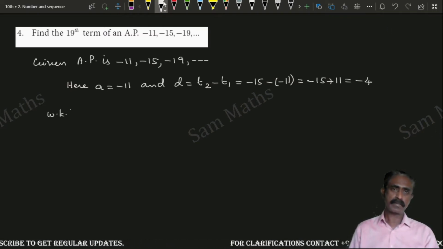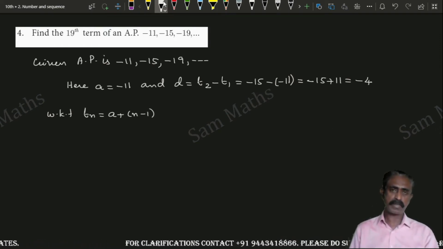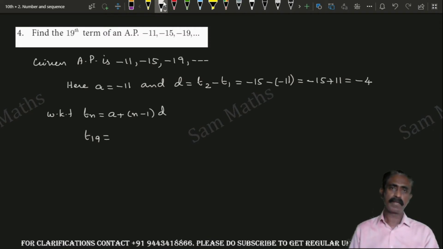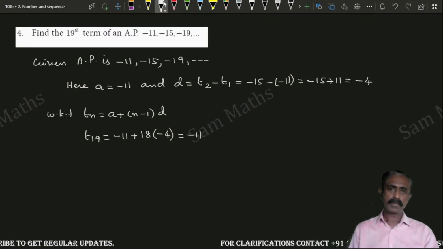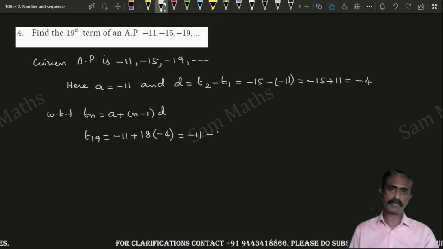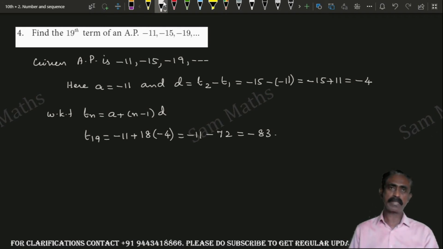We know that Tn is equal to A plus n minus 1 into D. But here we need the 19th term. T19 is equal to A value is minus 11 plus n minus 1, that is 19 minus 1, 18 into D value is minus 4. That is equal to minus 11, it becomes minus, since plus into minus, 18 into 4, that is 72. That is equal to minus 83. This is the required 19th term.